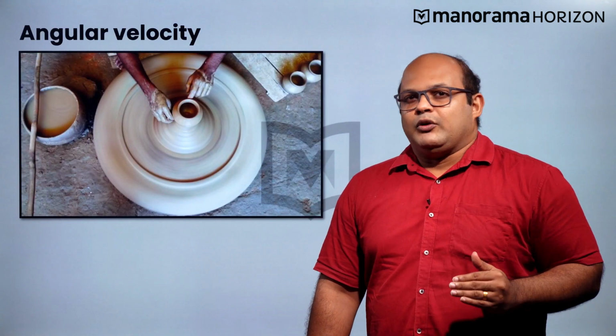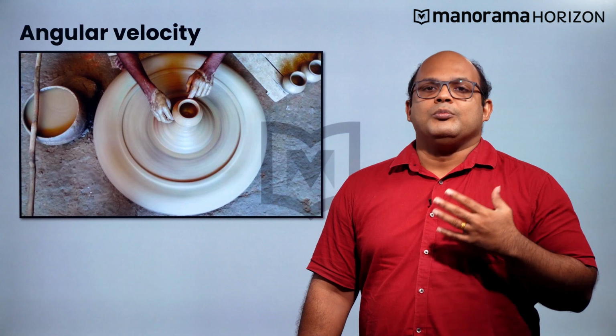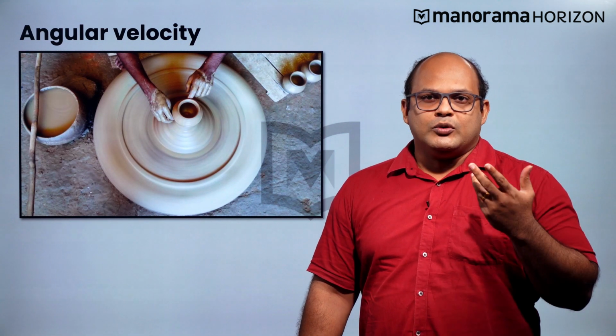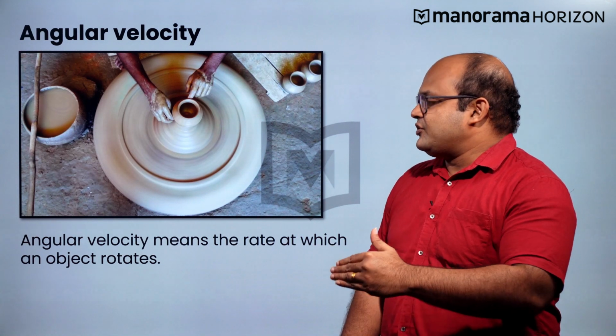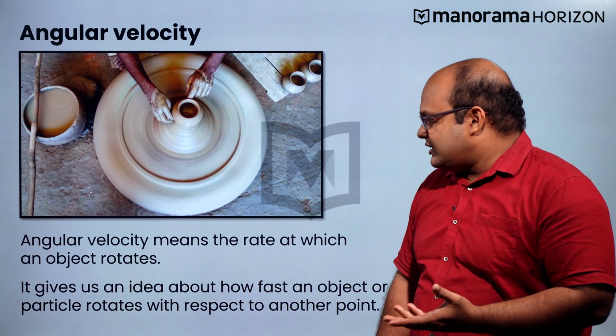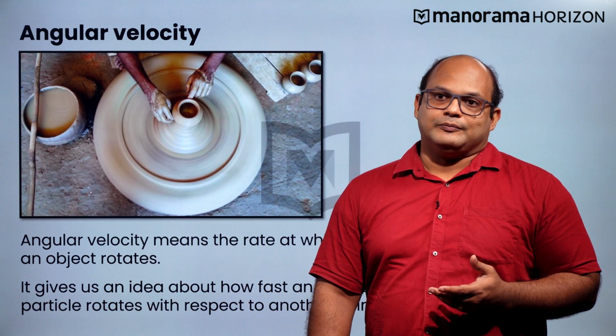Now, angular velocity gives us an idea of how fast or slow an object is spinning or rotating. So it is a mathematical method for us to describe rotation. So angular velocity means the rate at which an object rotates. It gives us an idea of how fast an object or particle rotates with respect to a given point.